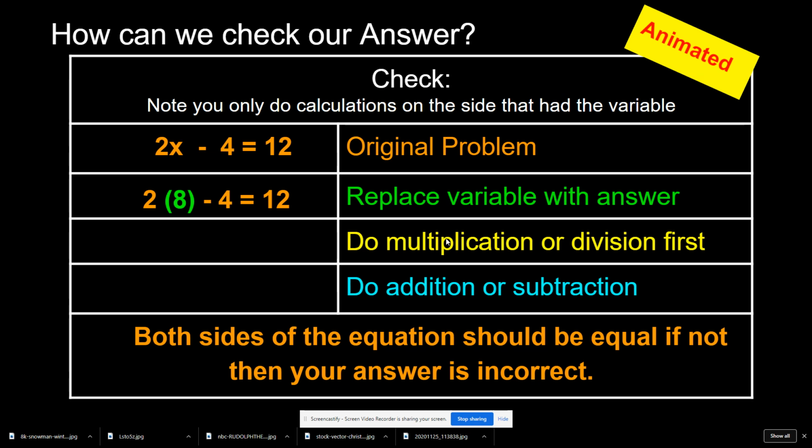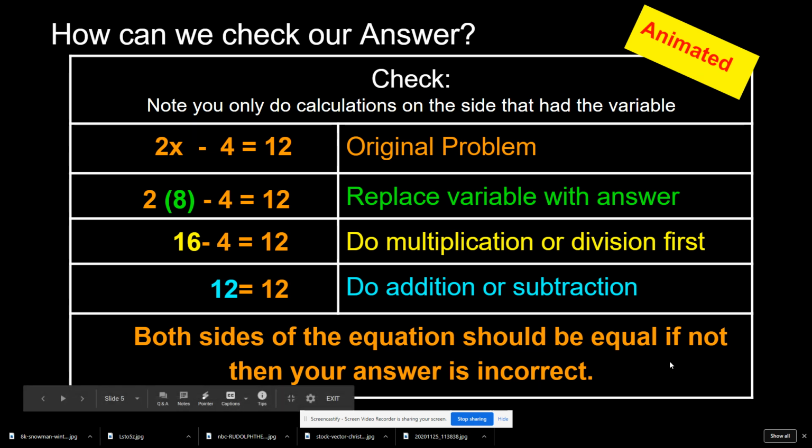Then we got to do our multiplication or division first, PEMDAS. 2 times 8 is 16. So now we have 16 minus 4 equals 12. And then now we do our addition or subtraction. So 16 minus 4 is 12. 12 equals 12. Both sides of the equation should be equal. If we don't have 12 equals 12, if we would have got some other number, then we would have the wrong answer. So we would have to go back and fix that.